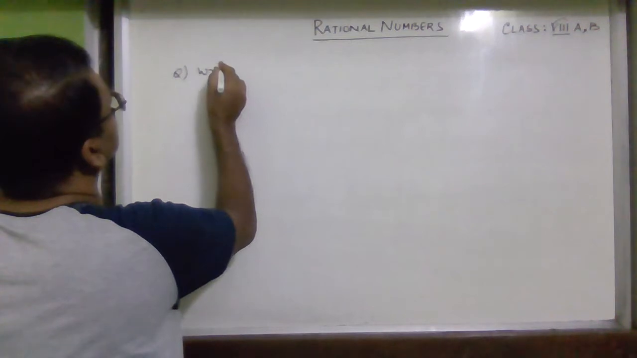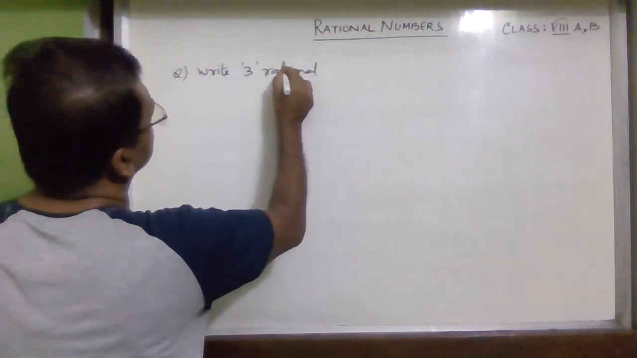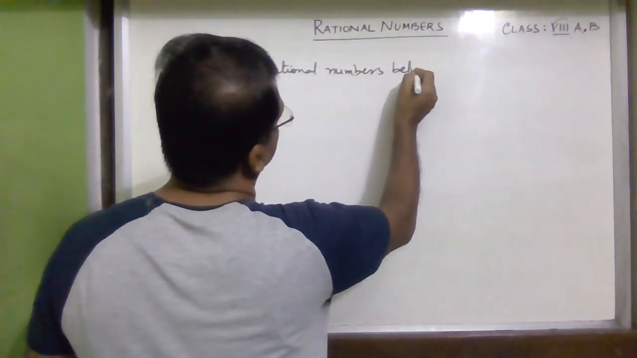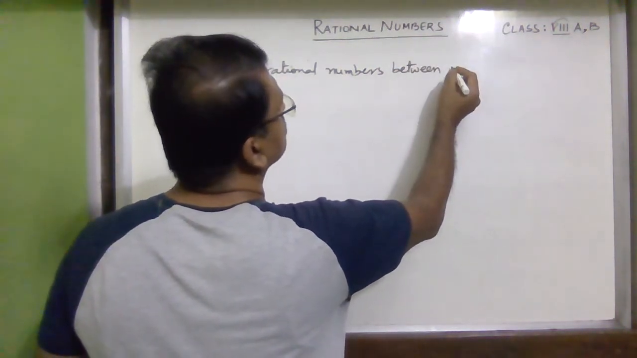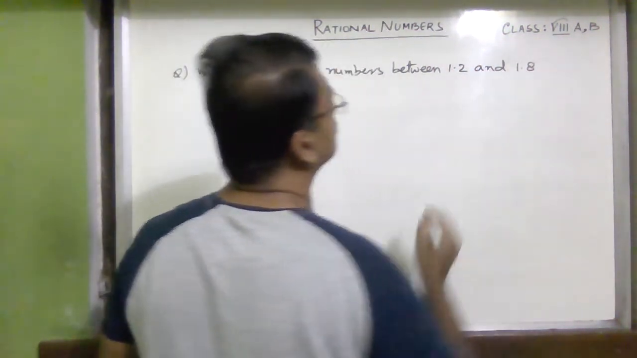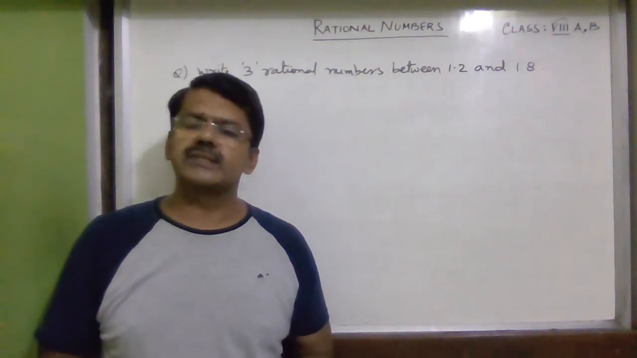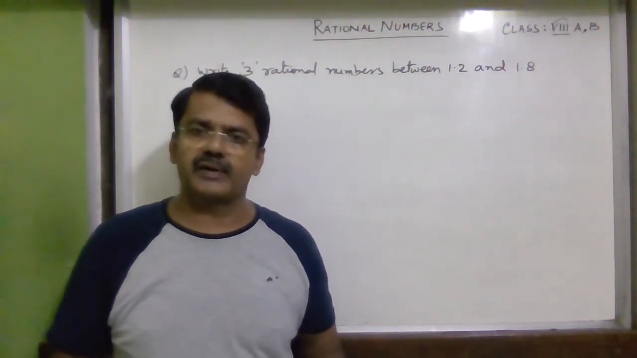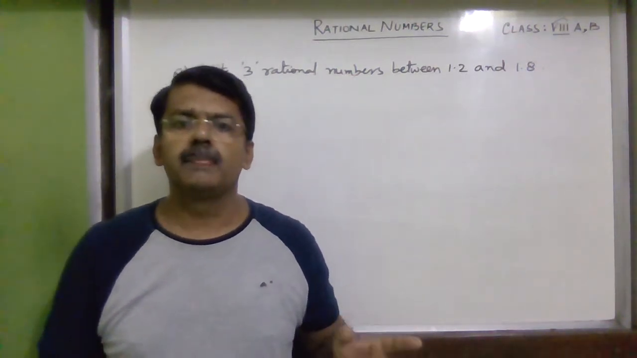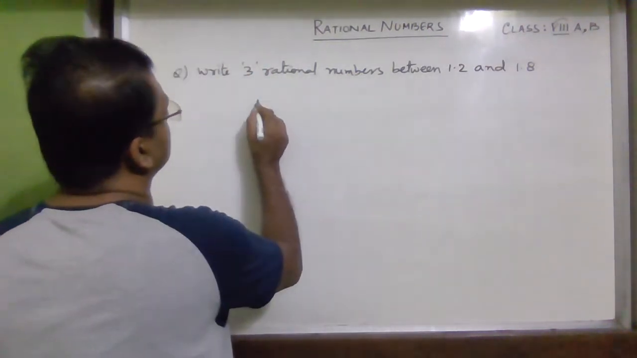Next question is, write 3 rational numbers between 1.2 and 1.8. Write 3 rational numbers between 1.2 and 1.8. Now in this question, if you write 1.3, 1.4, 1.5, that is correct. If you write 1.4, 1.5, 1.6, that is also correct. But here we will apply the method that I told you in the previous lecture.